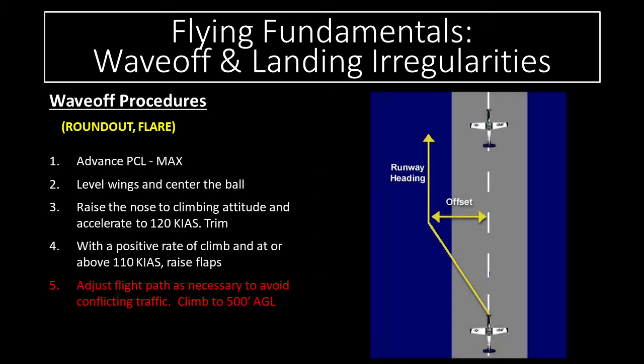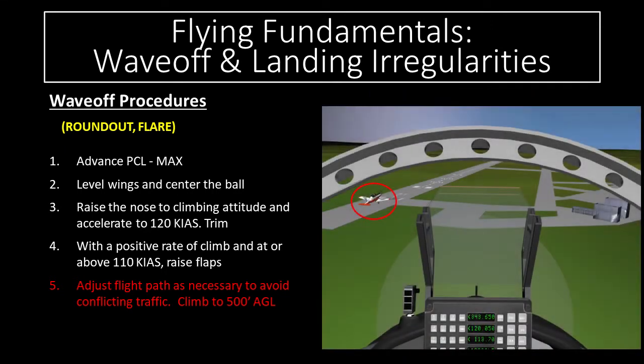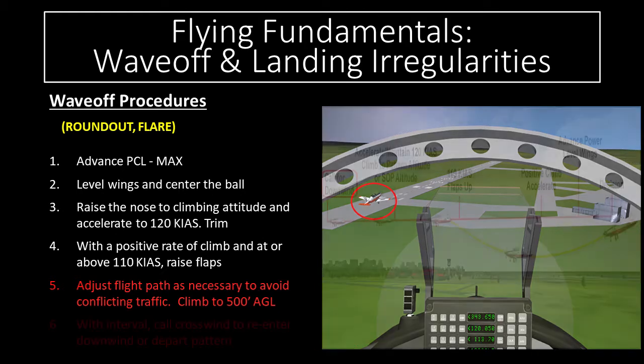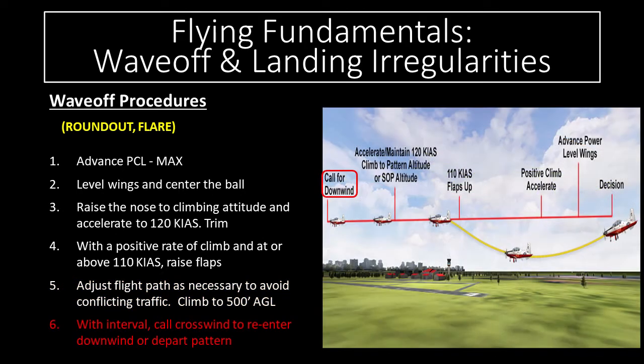Adjust your flight path as necessary to avoid conflicting traffic that may be on the runway or taking off in front of your aircraft. Always offset on the pattern side you were operating on, and offset enough to keep the aircraft on the runway inside at all times. With interval, call the crosswind turn to re-enter downwind or depart the pattern.